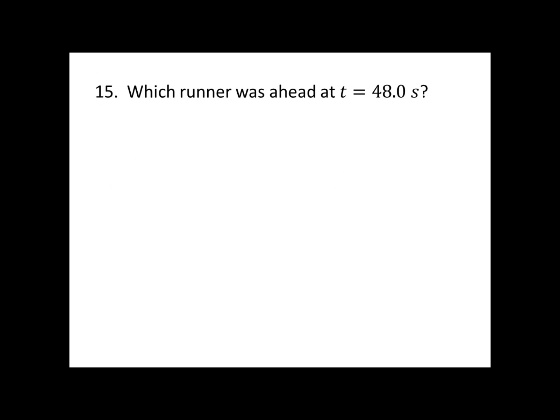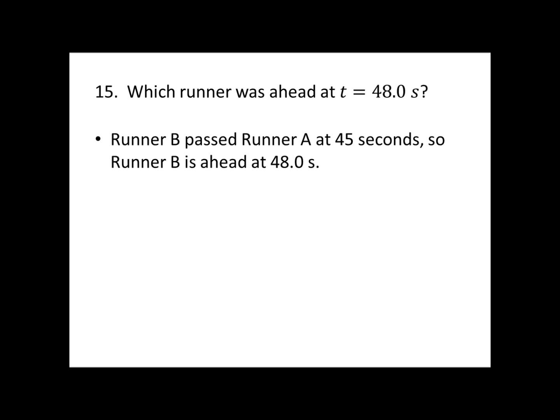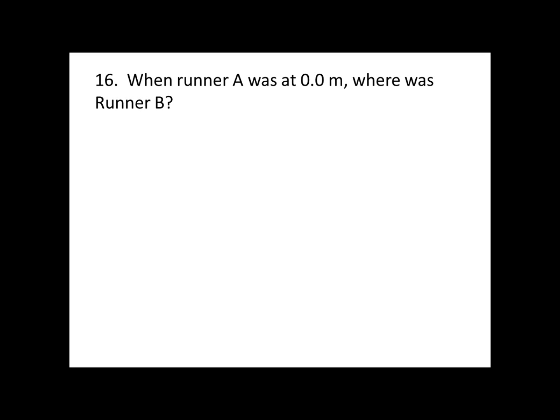Number 15 asks, which runner was ahead at t equals 48 seconds? Well, runner B passes runner A at 45 seconds, so we know that runner B is ahead 3 seconds later at 48 seconds. Number 16 asks, when runner A was at 0 meters, where was runner B? Well, we actually already answered that in number 14. Runner B was 50 meters behind runner A.